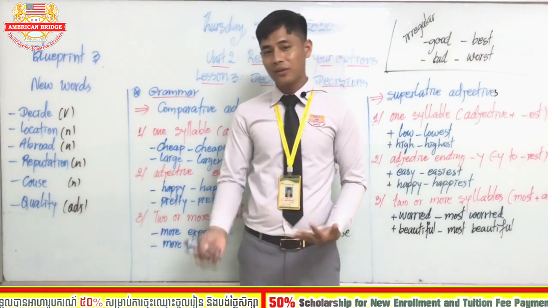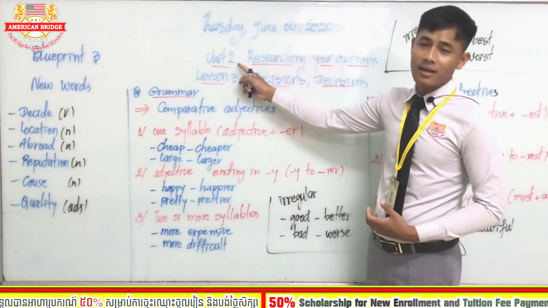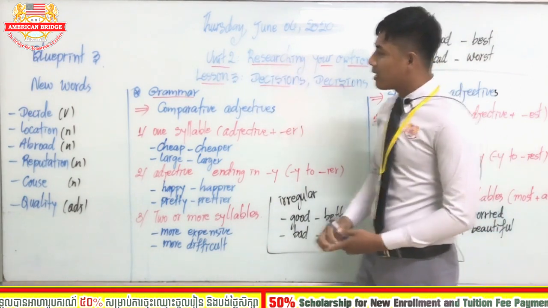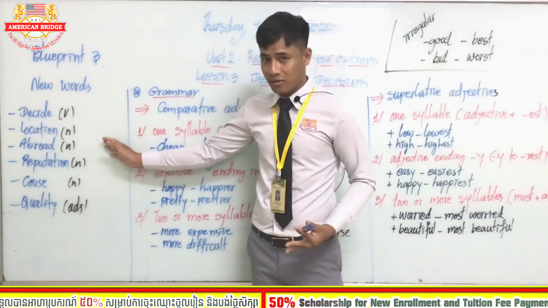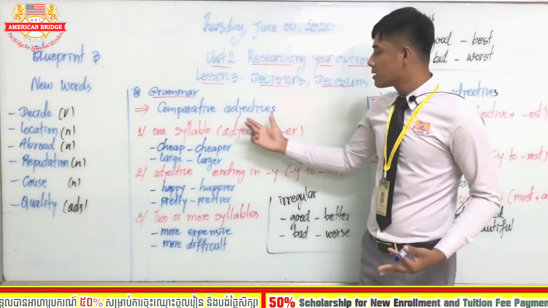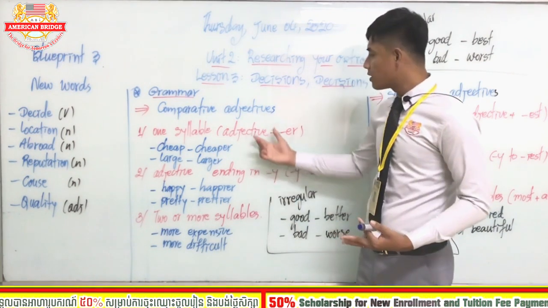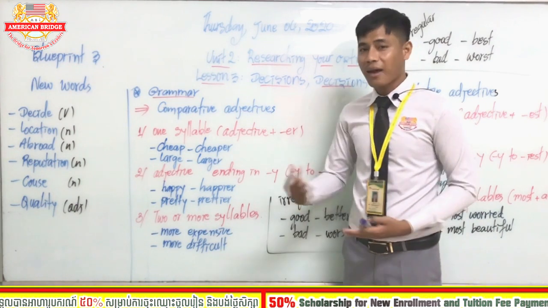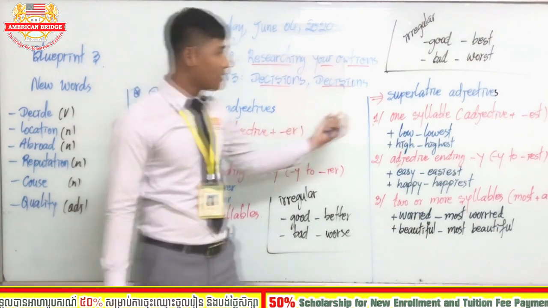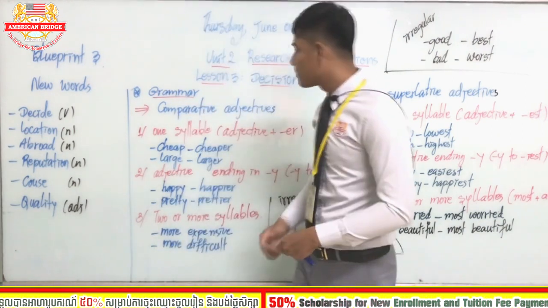And today we are going to learn a new lesson, which is lesson 3, decisions. We're still in unit 2, researching your options. This part has some vocabulary that the teacher wants to teach you today. Grammar is very important for you. You can use this to compare people and to compare things. And not only comparative adjectives, we also learned about superlative adjectives. So let's get started all together, everyone.